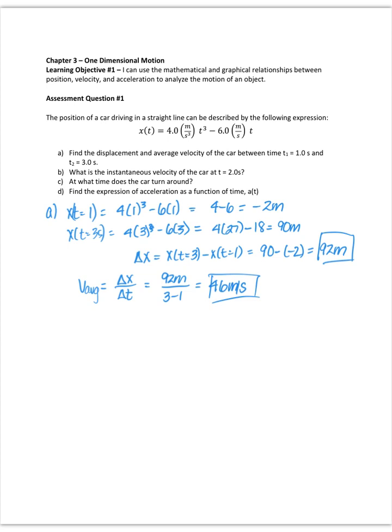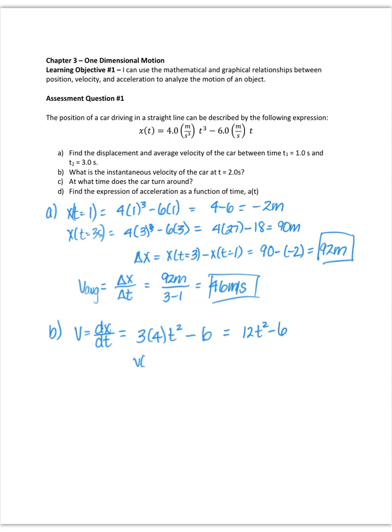Then it asks what the instantaneous velocity of the car is at t equals 2 seconds. So we looked at the velocity over a period of time, but now we want to know it at a particular time. So we first have to find the instantaneous velocity, which is found by taking the derivative of the position with respect to time. So using our rules for a polynomial, we would have the power of t, 3 times 4, and then t decreases its power by 1, so it's t squared, and then do the same thing and we get a minus 6. So our expression for our velocity is 12t squared minus 6.